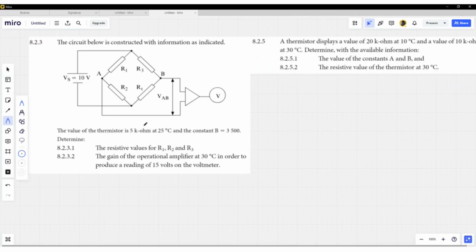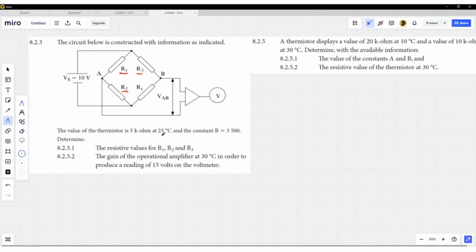Okay, so we're told the value of a thermistor is 5 kilo ohms at 25 degrees C with a constant B of 3,500. Right, so for 8.2.3.1 there, they ask us what the values of these resistors need to be. We can consider this now 25 degrees C, almost room temperature.